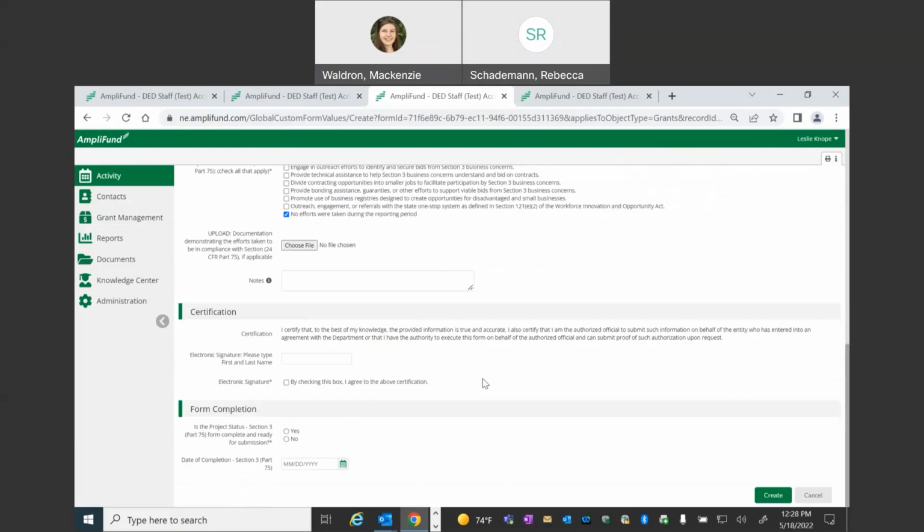Next up, we have a certification form certifying that all the information is true and accurate to the best of your knowledge and that you are authorized to complete this form and submit it to the DED. You'll input your first and last names and then also check the box stating that you agree to the above certification. Form completion, this is very key. You'll need to mark yes once you are all done with this form and you're ready for us to submit, and then indicate the date of completion. Once you have all the fields completed, you'll hit create and the form will be created. And you'll do this for each activity on your CDBG project.